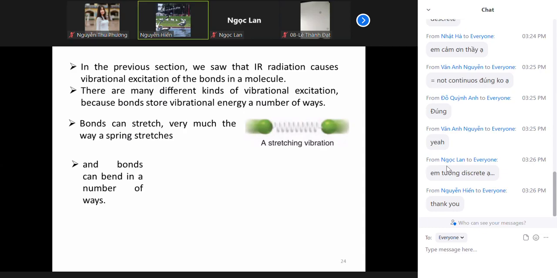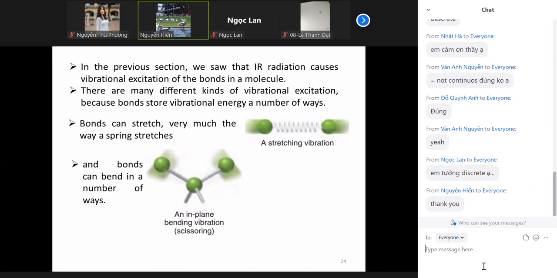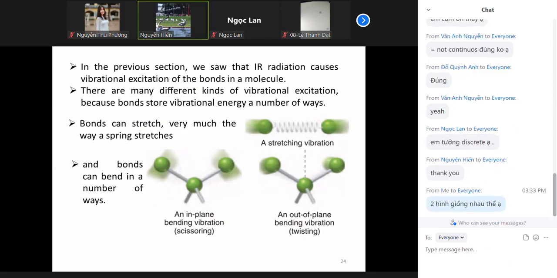Bonds can bend in a number of ways. It can bend like the two parts of a scissor. The two parts of the scissors can close or can open, but in the same plane. You can imagine the two atoms as two balls moving close to each other or far away from each other, like the two parts of the scissors. Or they can bend out of the plane. So one ball is going out, toward our eyes, and one ball is going away from our eyes. Yeah, they're different.